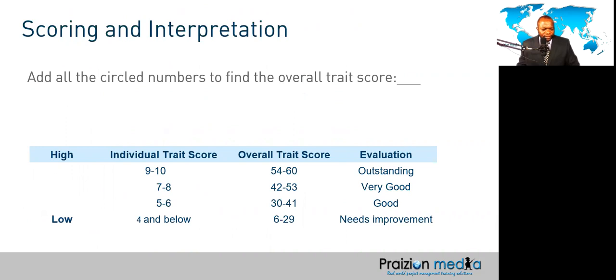If you got anywhere between a 9 to a 10 in the individual questions, you rank highly. 7 and 8, closer to the high zone. But if you got anywhere 4 and below, that is low. The overall trait score of 54 to 60, outstanding. 6 to 29, needs improvement. 30 to 41, good. And 42 to 53, very good.